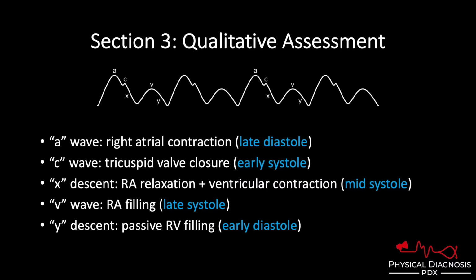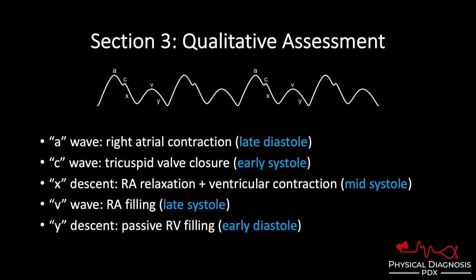Before we can talk about abnormal waveforms, we have to be intimately familiar with the normal waveform, each component of the normal waveform, and what cardiac events cause each component. So let's start with the A wave, the first peak in the waveform. The A wave is caused by right atrial contraction. Obviously, as the atrium contracts, that's going to generate an increased pressure within the atrium, and that's going to be a positive wave in the waveform. That's the A wave. That's going to be a peak.